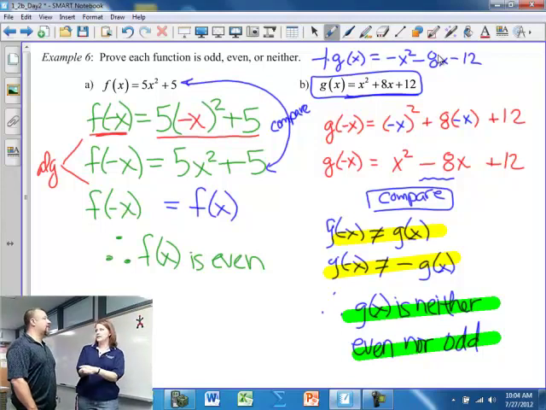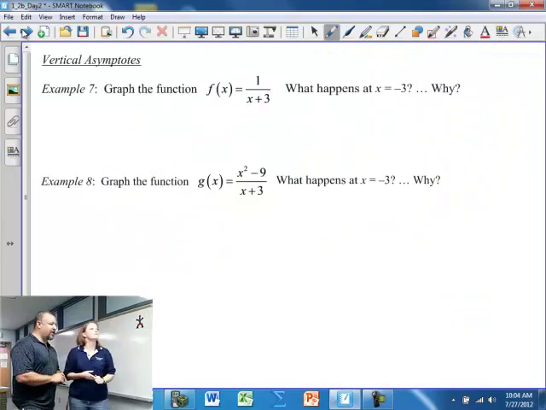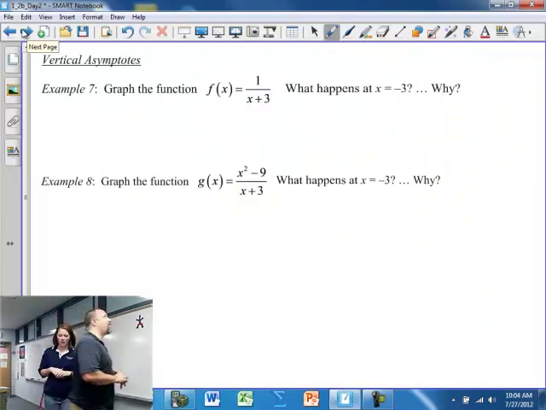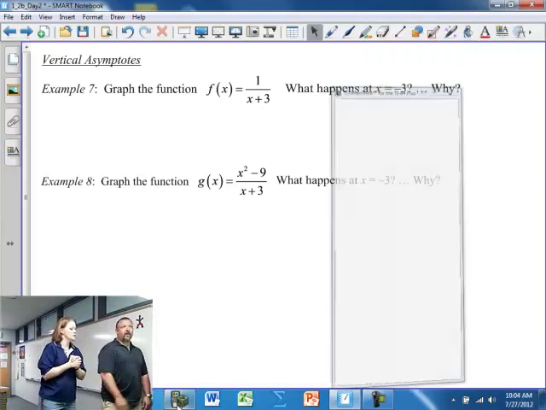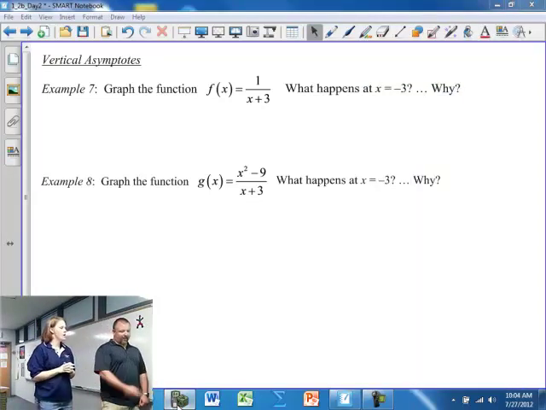Okay, so symmetry continued into proving even and odd. What else do we need to cover? More vocabulary. Let's start with vertical asymptotes. Well, we mentioned these the other day. That was that vertical line that you get closer and closer to. So let's do this.